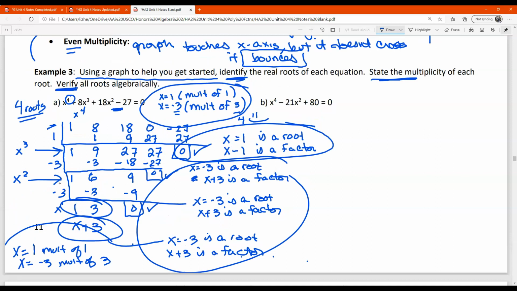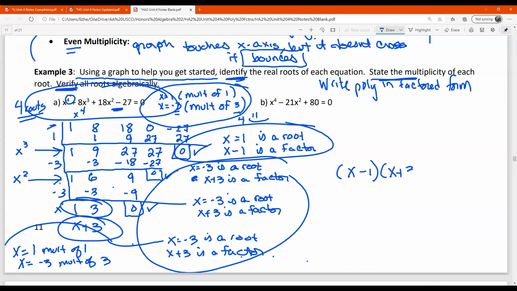If it said to write the polynomial in factored form, then you would write this polynomial as x minus 1 times x plus 3 cubed. There it is in factored form. Okay? Next problem.